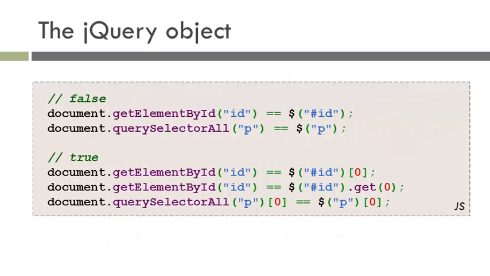Here is a comparison of the jQuery object and the DOM object. The first example is false since getElementById returns a single object and the jQuery object with the $ sign returns an array-like object. The second example is also false even though querySelectorAll returns an array of objects. This is because an array of DOM objects is not the same as a jQuery object. The remaining three examples are all true because in the jQuery object, we are directly accessing the DOM object within it. We are doing this by returning the first index within the jQuery object.